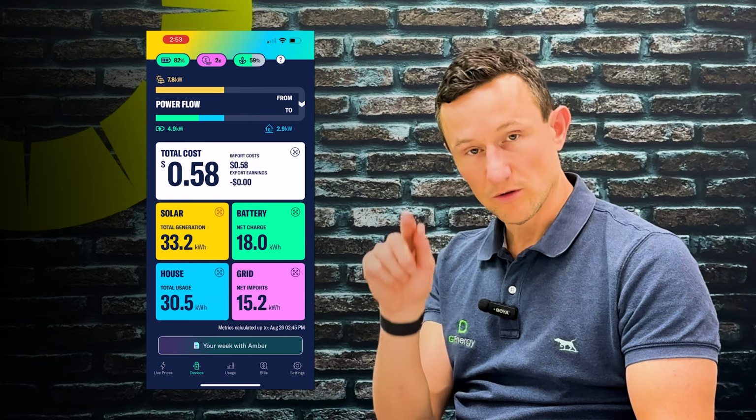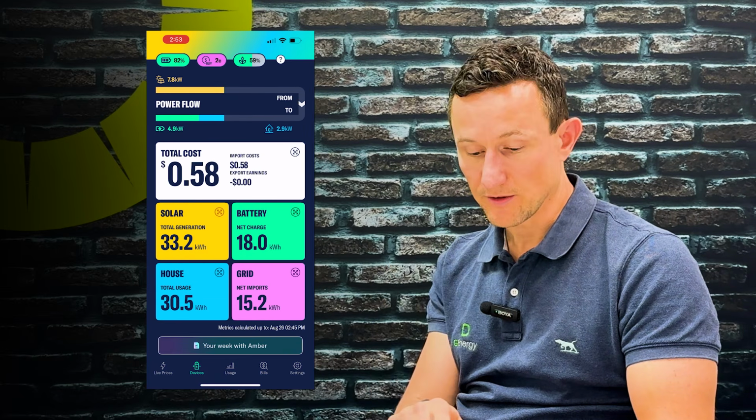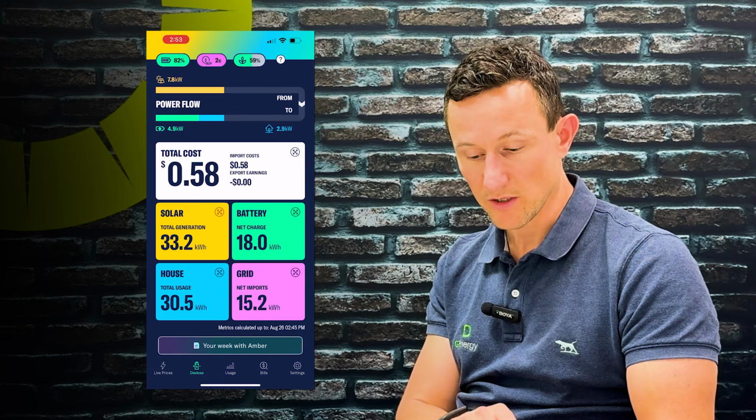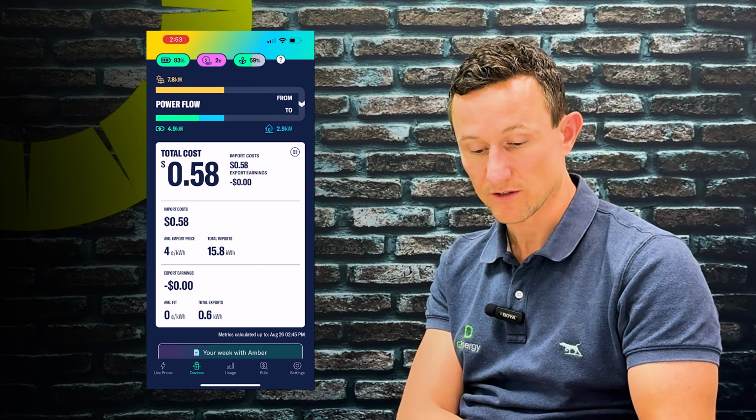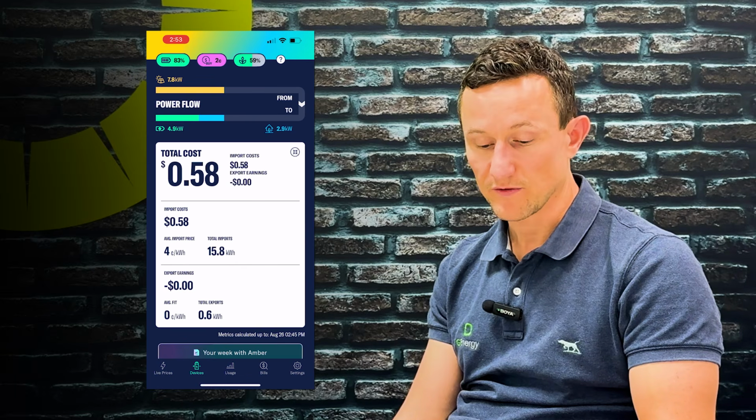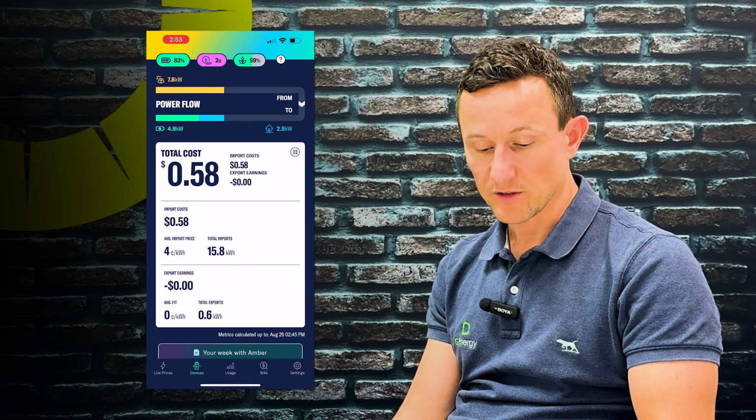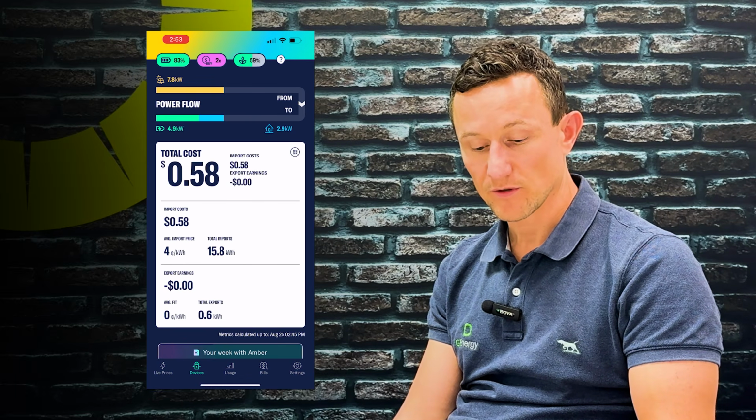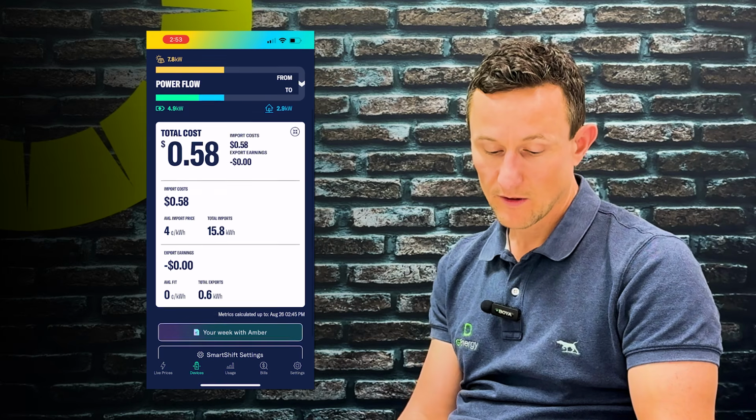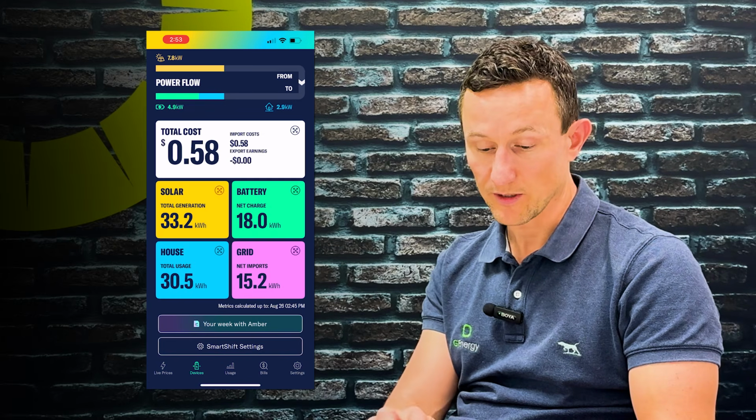If we click on the little crossed over arrows in the top right hand corner of each of those boxes, like I have done there, it breaks down what your total cost is. So my total import cost of 58 cents, that's because I've purchased 15.8 kilowatt hours from the grid at 4 cents. Obviously I haven't exported anything yet, but by the end of the day I will have exported a fair bit of energy and then I will have built up some credits.